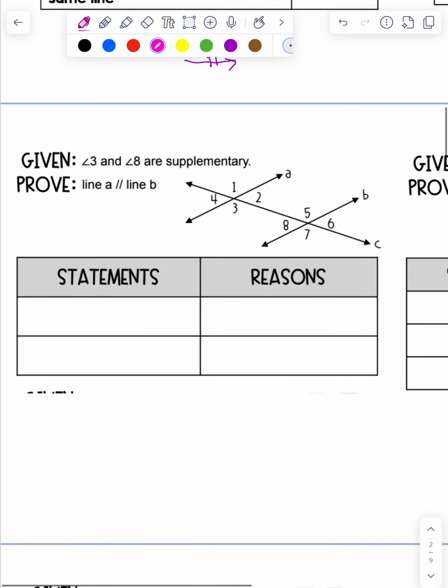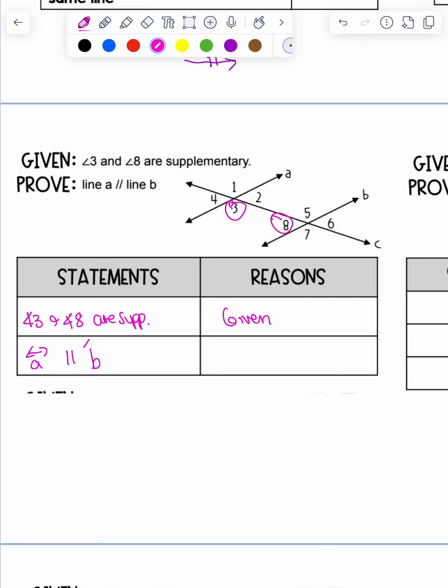Let's take a look at this first proof over here. So we're given that angle 3 and angle 8 are supplementary. So I'm going to put that here as the given. Angle 3 and angle 8 are supplementary. That's given to us. And we're proving line A is parallel to line B. So we can now say that actually. And the reason for that is if same side interior angles are supplementary, then lines are parallel.